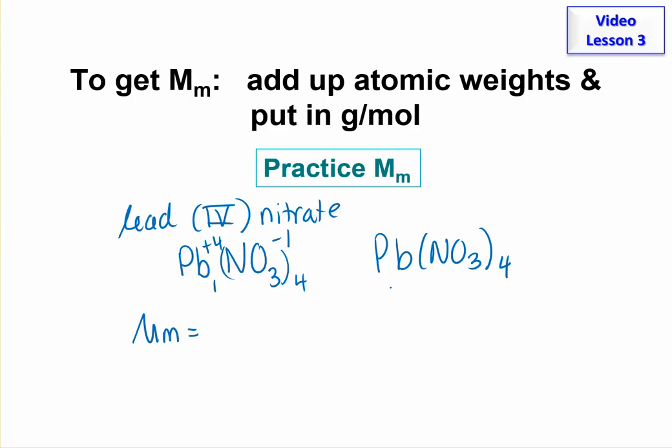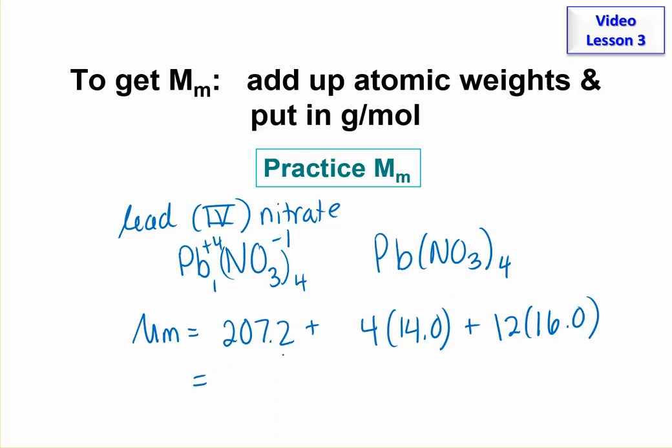If I look on my periodic table, the atomic weight of lead, plus nitrogen is 14, but how many nitrogen atoms are in this formula? This 4 multiplies through, so this is 4. How many oxygen atoms are there? 3 times 4 is 12, and its atomic weight is 16. So multiply, add those all up, and the units are very important, grams per mole.